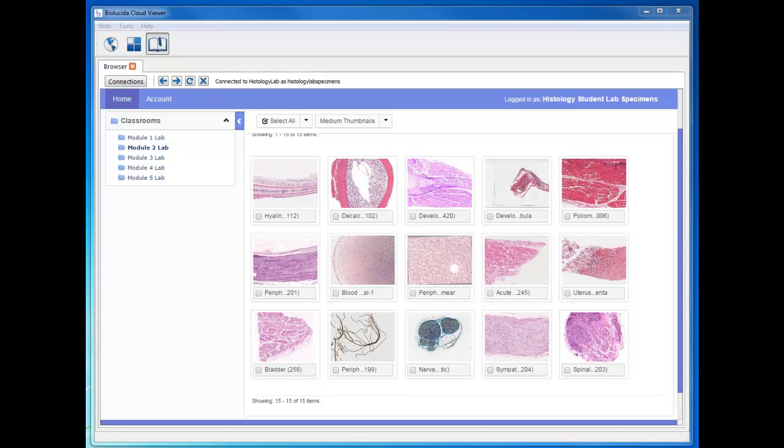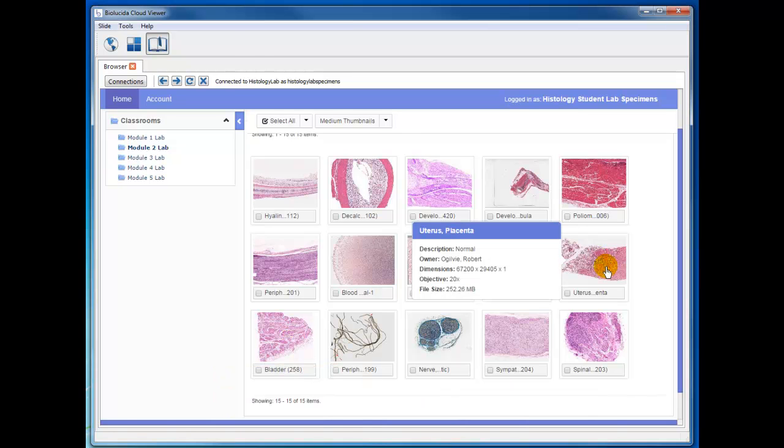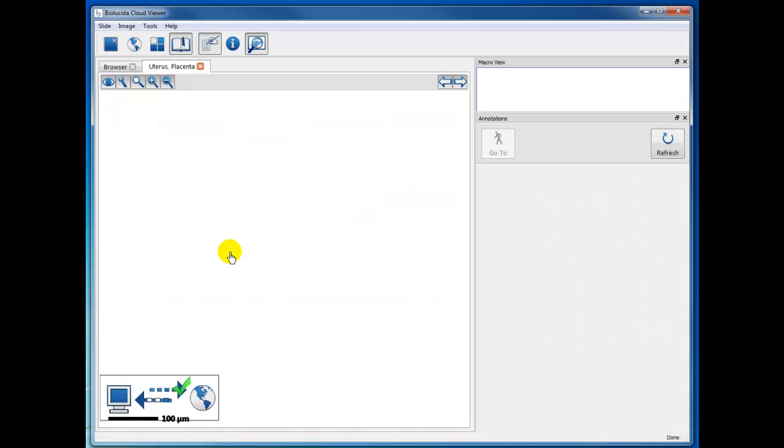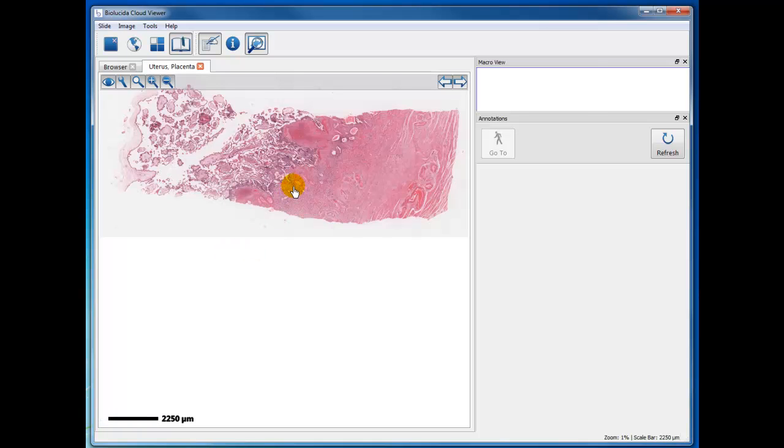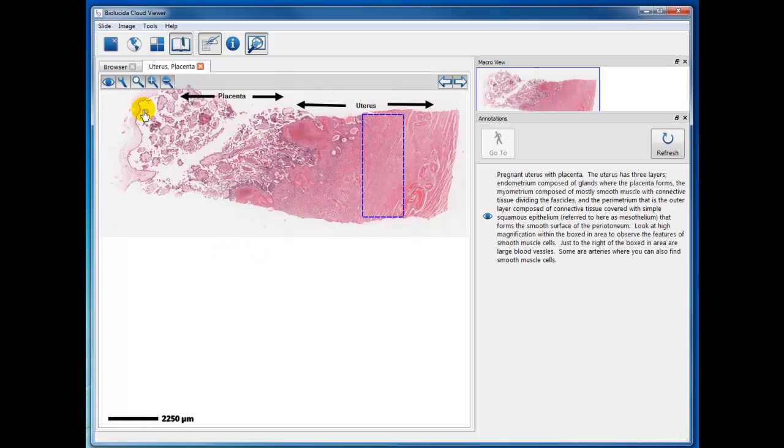This recording is to demonstrate smooth muscle in the uterus and in the urinary bladder. First, the uterus. This was a pregnant uterus, so the placenta is here, because the placenta is embedded in the wall of the uterus.